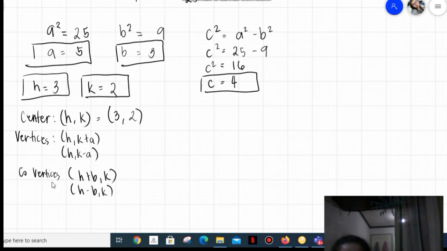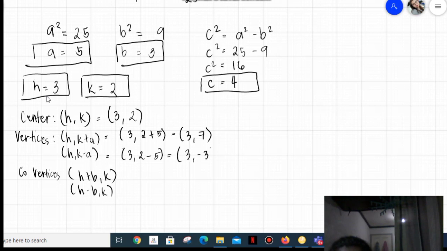Okay. So, kunin na natin muna yung vertices, which is H, K plus A. So, again, dito lang naman kayo titingin sa mga points na to. So, H natin is 3, and then K plus A, we have 2 plus, ang A natin ay 5, equals 3 and 7. Next natin, ang H natin ay 3, and then K minus A, so we have 2 minus 5, equals, meron tayong 3, and then negative 3. So we have 3, 7, and 3, negative 3 sa ating vertices.